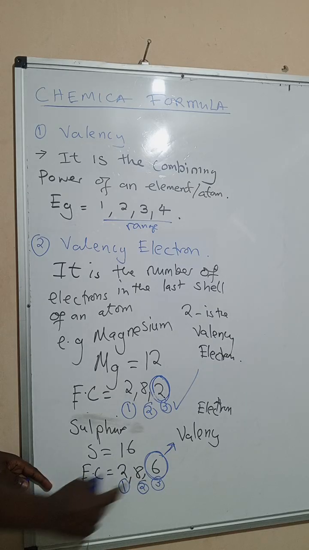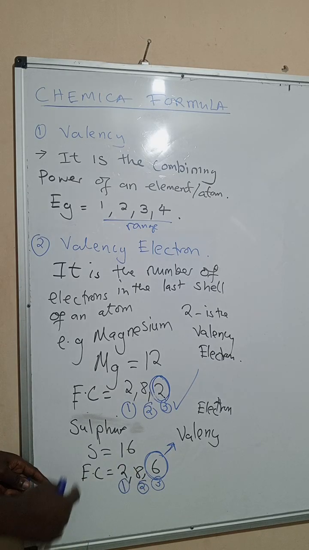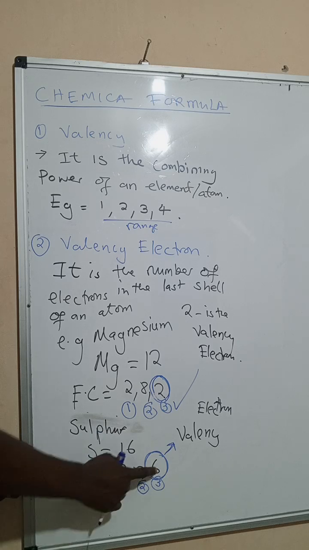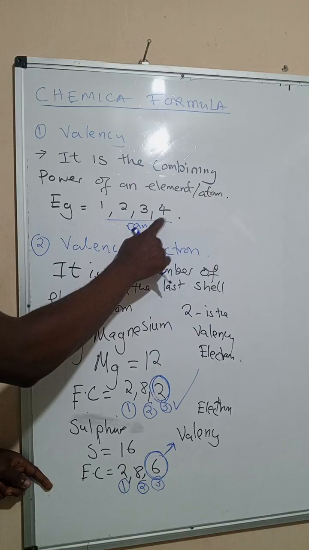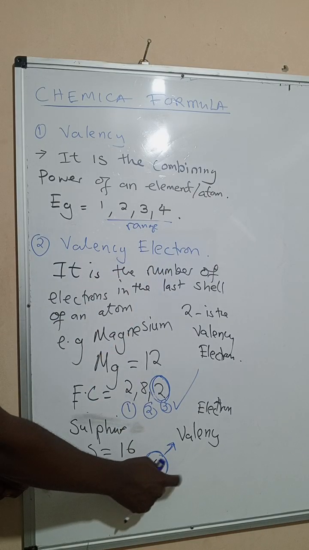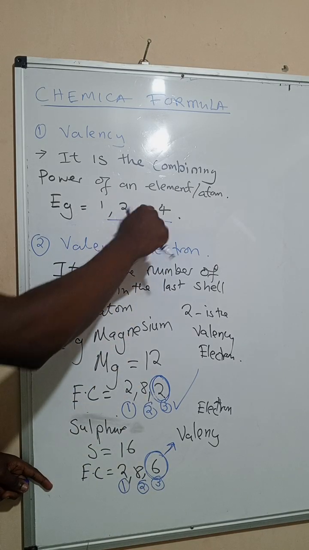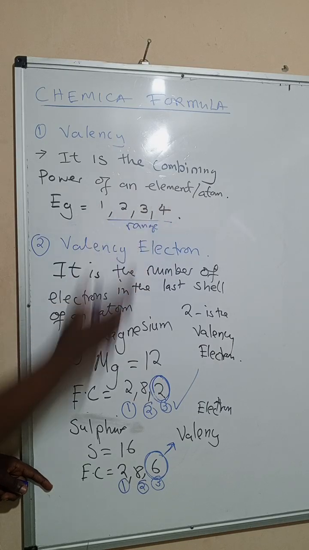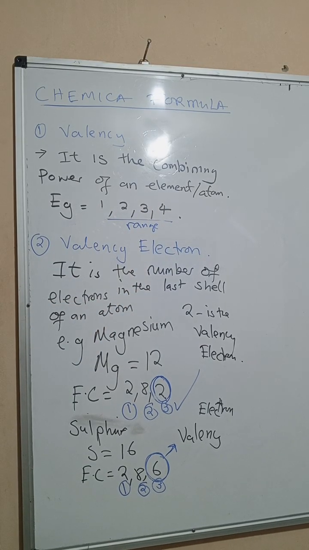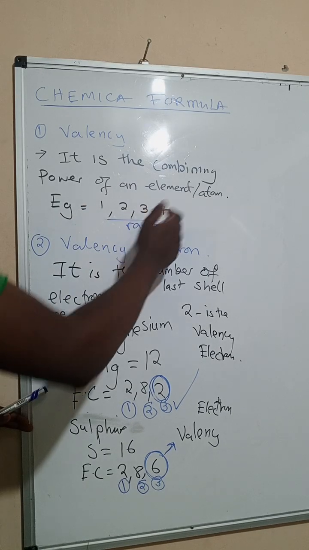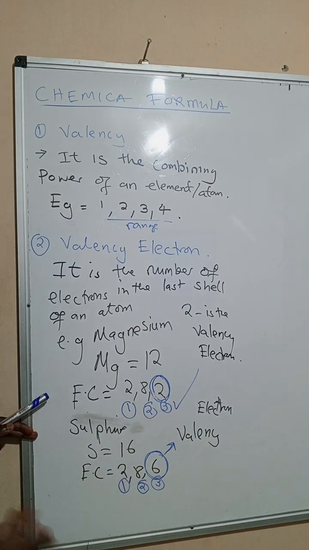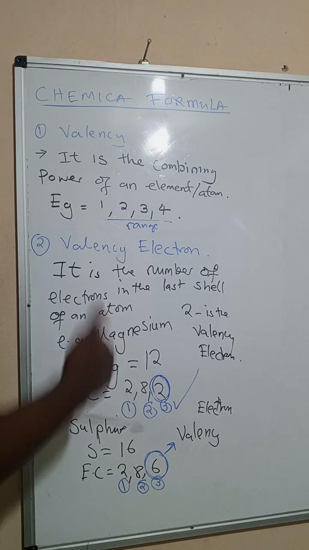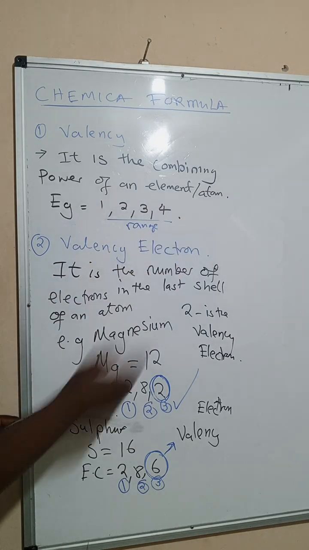But for example here, 6 for sulfur. The valence electron for sulfur is 6. It's not a valency because 6 is above 4. It is just a valence electron, since the range for valency is only 1 to 4. I hope you have understood. Anything above 4 is not a valency. It is a valence electron. So a valence electron starts from 1 to 8.